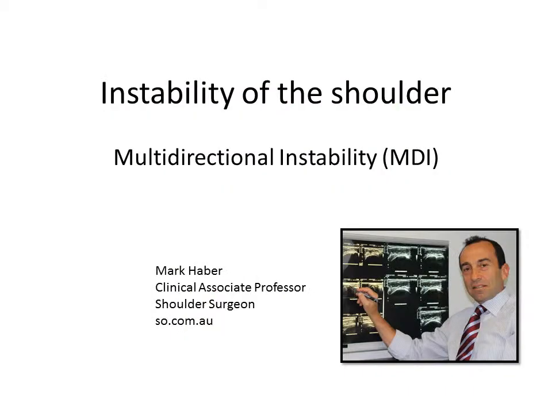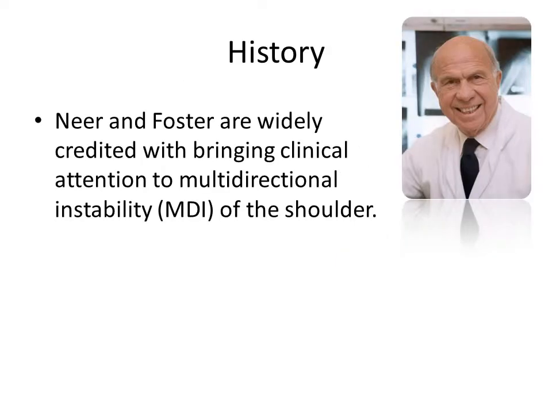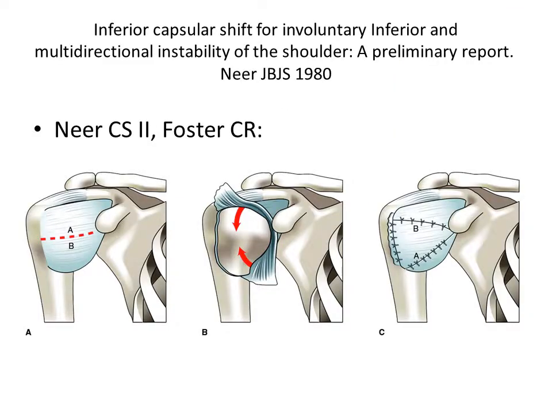I will present a series on instability of the shoulder joint, and in this part, multidirectional instability. A little on the history. It was Neer and Foster who are widely credited for bringing clinical attention to the condition of multidirectional instability of the shoulder joint. In a paper in 1980, they presented inferior capsular shift for involuntary inferior and multidirectional instability of the shoulder joint.